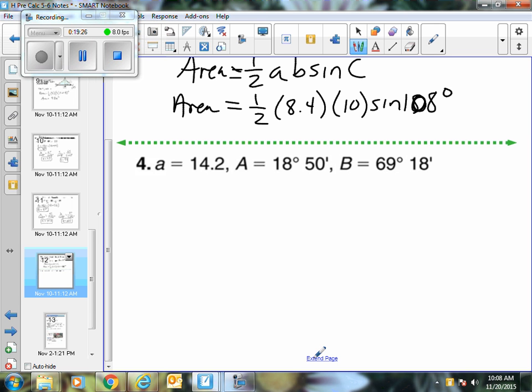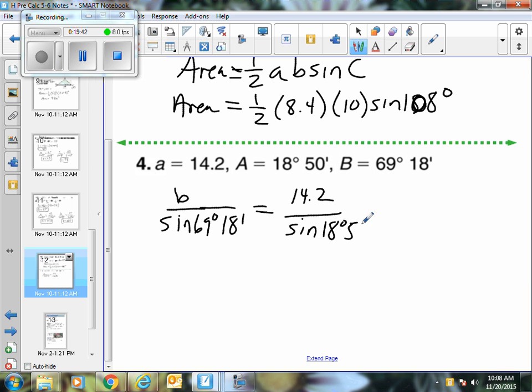So the only side we can really find right away, if we're given angle A and side A and angle B, is little b. So we can set up our proportion to find our side B first. So I'll set this one up with you here. And little a is to the sine of angle A. So we cross multiply, divide, and we get little b. So go ahead and type that in. Okay, so I got 41.4 for that.